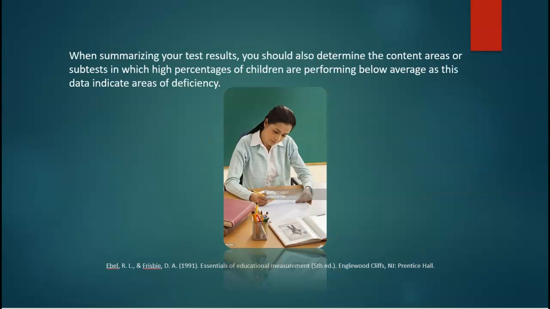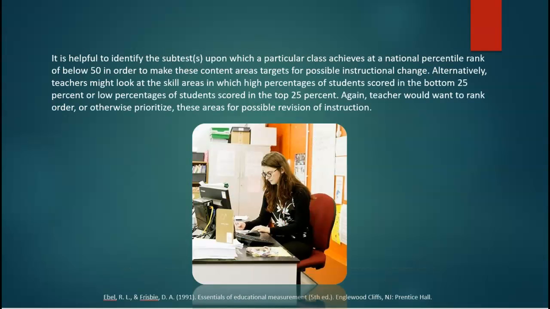When summarizing your test results, you should also determine the content areas, or subtests, in which high percentages of children are performing below average, as this data indicates areas of deficiency. It is helpful to identify the subtests upon which a particular class achieves at a national percentile rank of below 50 in order to make these content areas targets for possible instructional change.